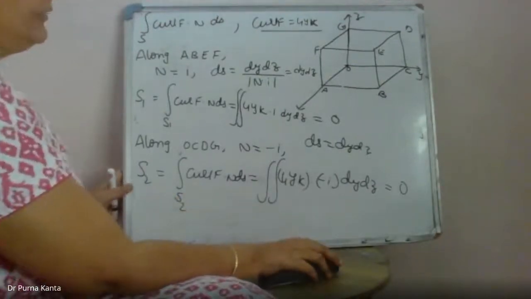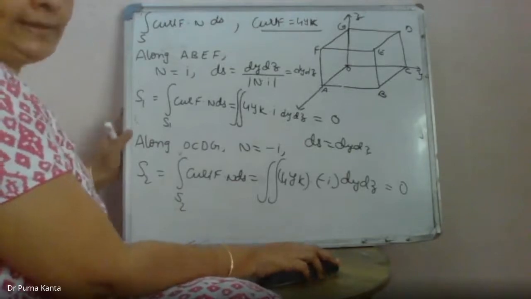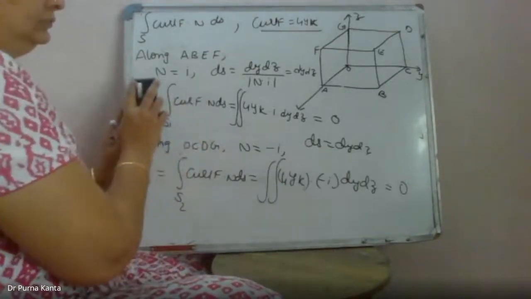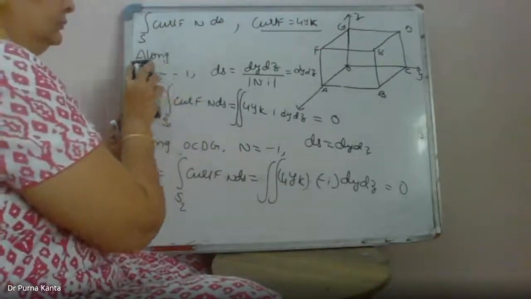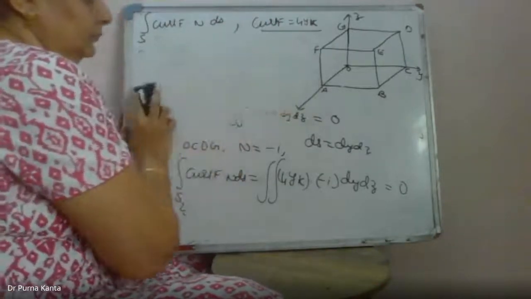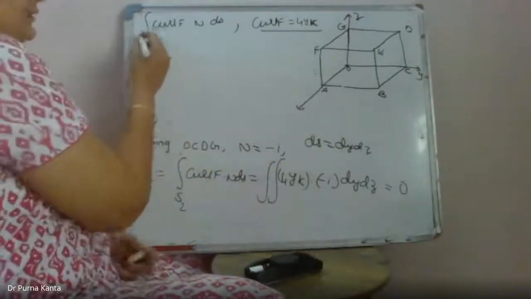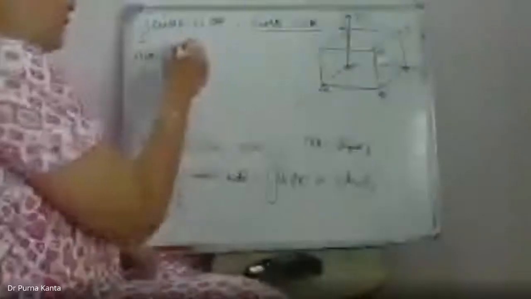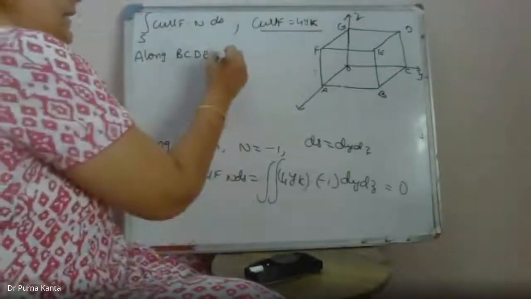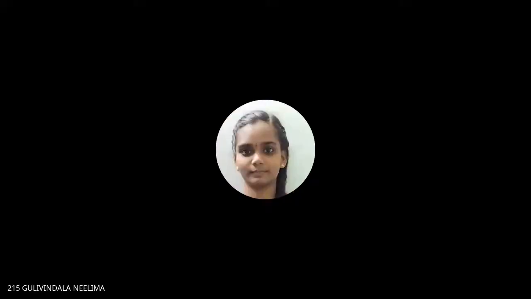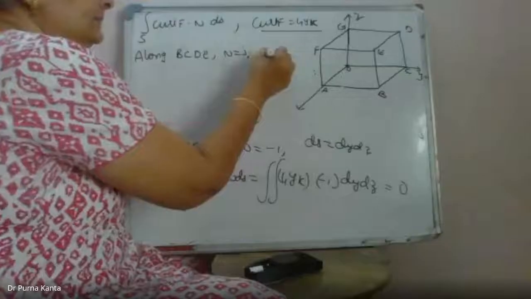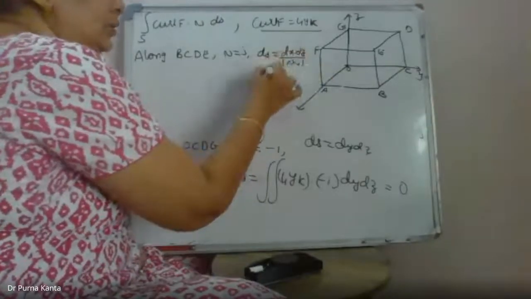Shall I continue with the third face now? Along the y-axis we'll take. So along the y-axis, what is the surface we have? BCDE, ma'am. Along BCDE, tell me the values of n and ds. n is j, ma'am. Right. ds? dx dz by n dot j, where n dot j is equal to 1, so which is simply dx dz.